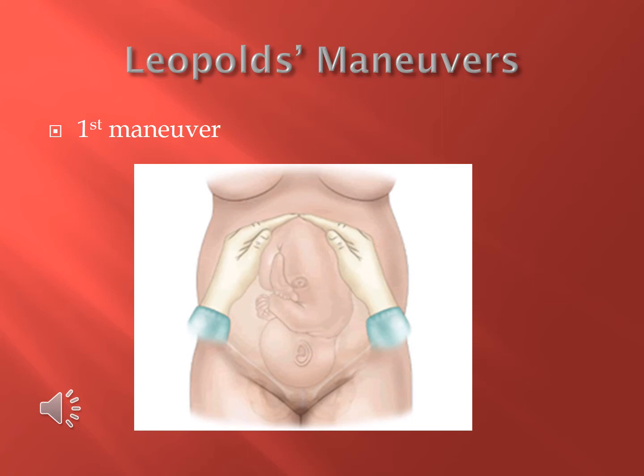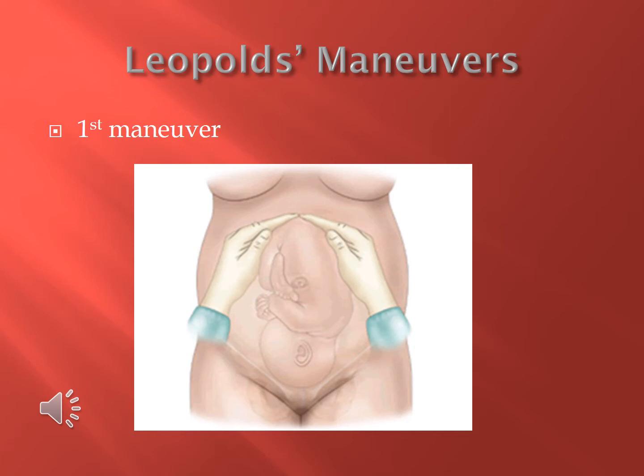The first maneuver helps determine the fetal presentation, or the part of the fetus presenting at the inlet of the pelvis, described as cephalic, breech, or shoulder. The nurse faces the woman's head and uses the tips of the fingers to palpate the fundus of the uterus. If the fetal head is palpated in the fundus, the presentation is usually breech. If the breech, buttocks, or feet is palpated in the fundus, the presentation is usually cephalic.